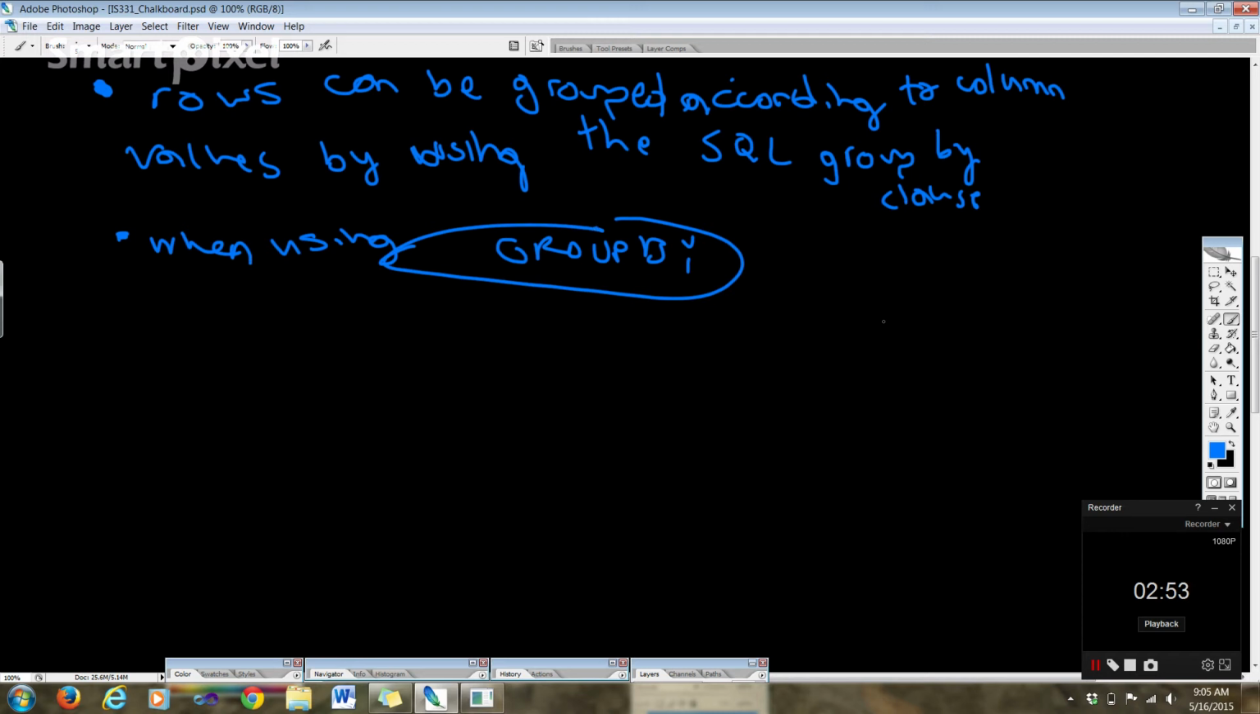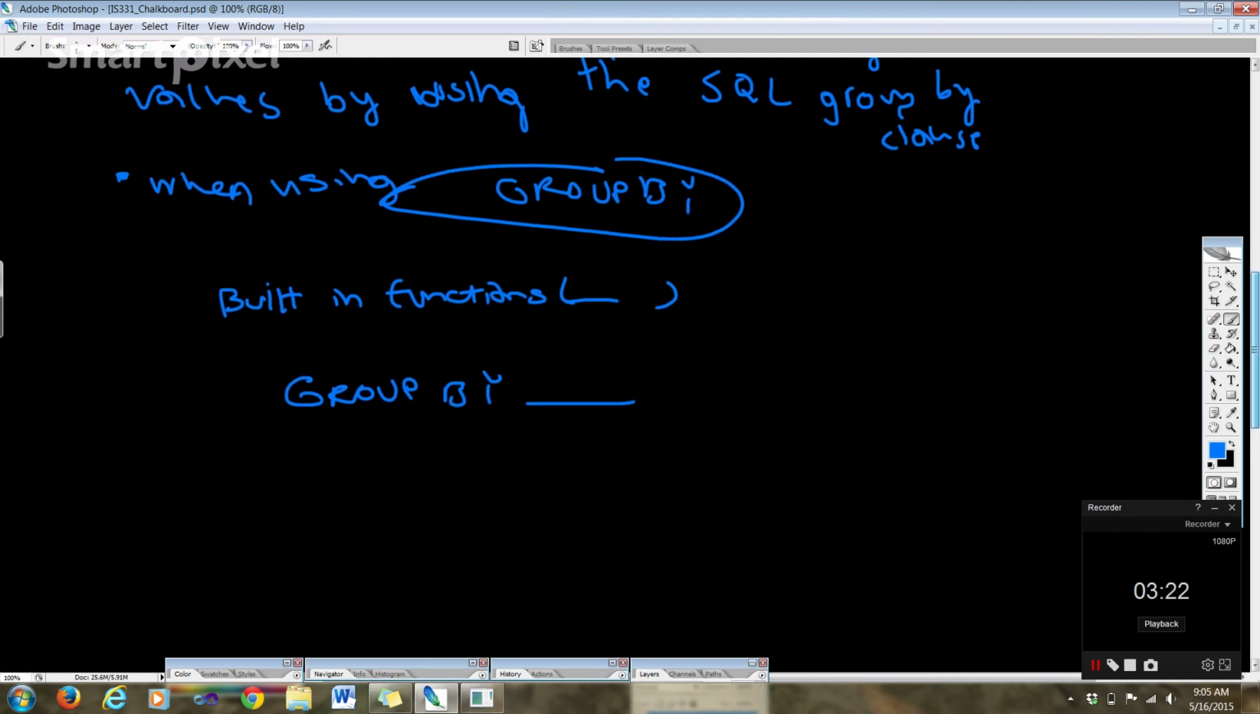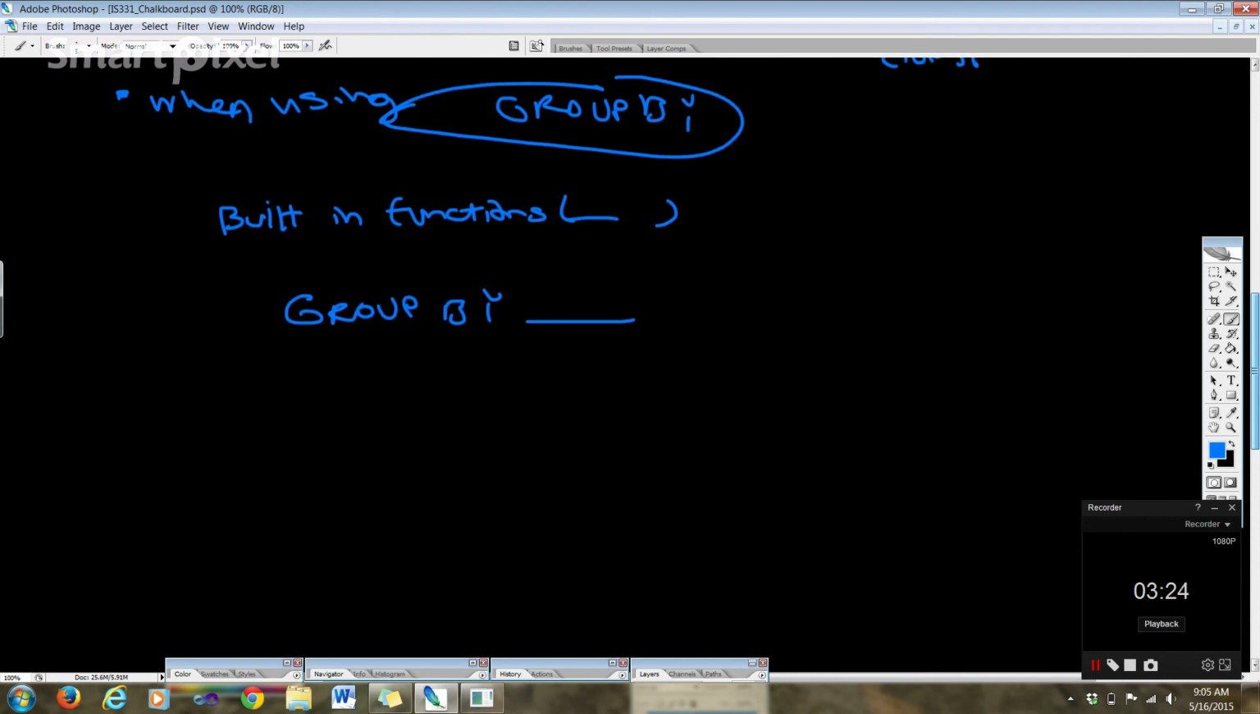only the column or columns in the group by expression and the SQL built-in functions can be used in the select clause, right? So we could only select built-in functions and then column name, or whatever we group by, so group by blank. Those are the only columns that can be selected, whatever we group by. We can't select something that we didn't group by or isn't being affected by an aggregate function. So just that's really important.